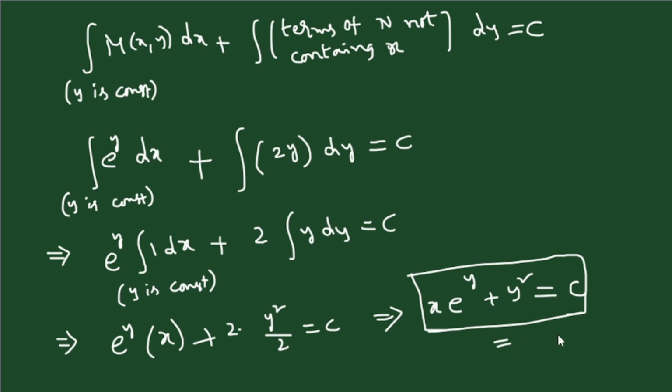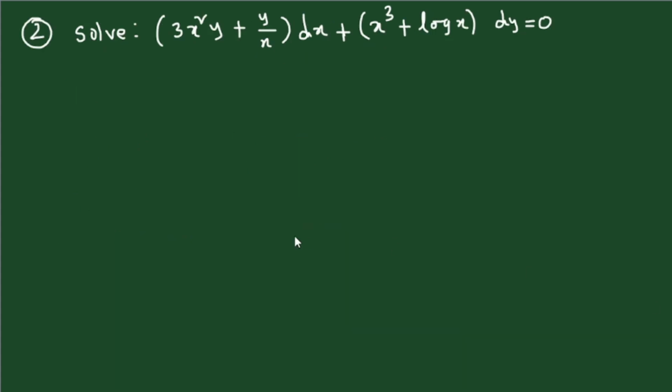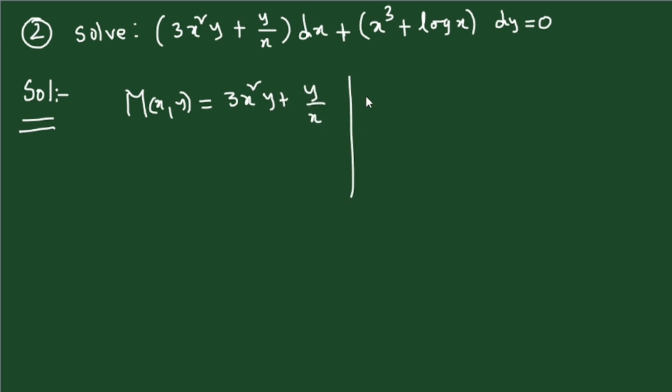Okay. Now we will see a different one. Here I am directly writing M of x,y as 3x square y plus y by x, and N of x,y, the second function, is x cube plus log x to the base e. It is not given anything in the base, so it is e.